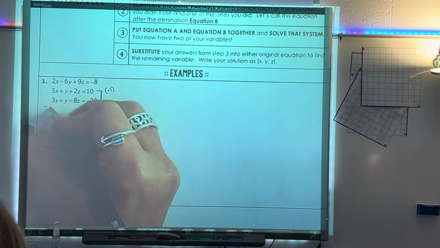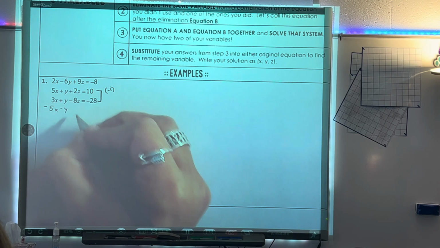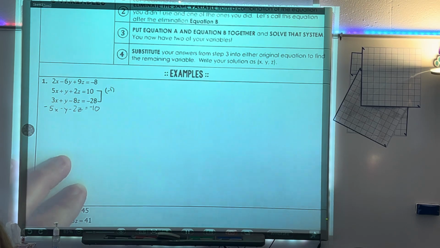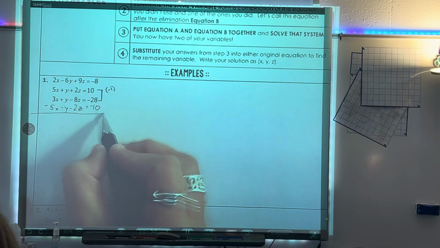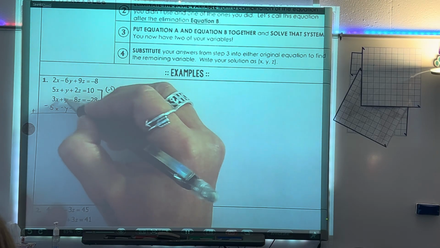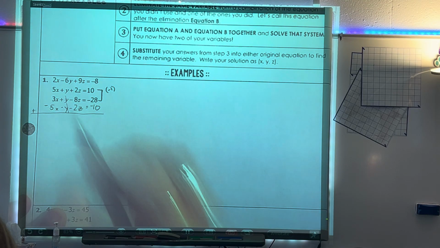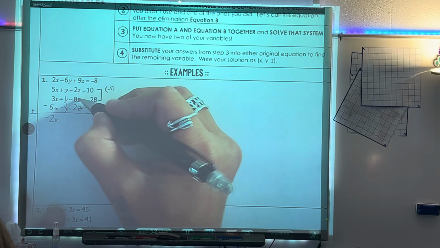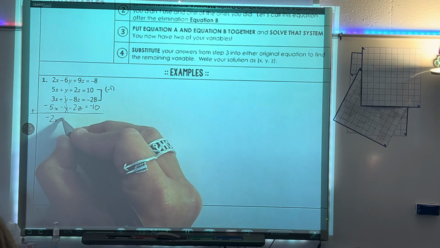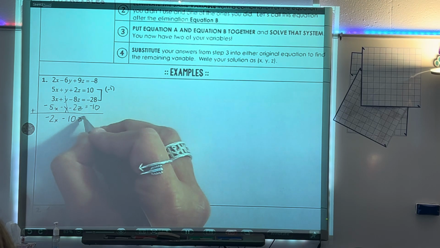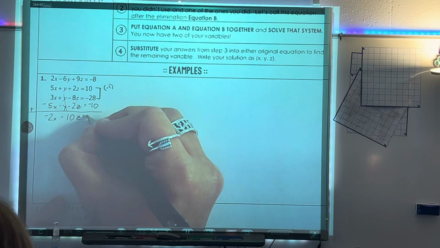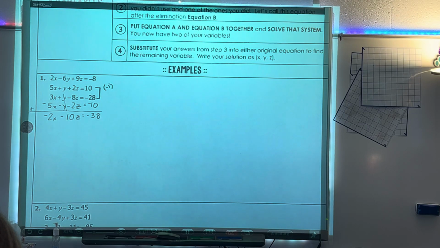So multiplying this through by negative 1 gives me negative 5x, negative y, negative 2z, and a negative 10. Everybody okay there? Alright, so then remember, I'm always adding here, so I'm going to add these together. My y's cancel, which is what I needed. I've got 3x and a negative 5x, which gives me negative 2x. I've got negative 8z and negative 2z, which means I now have negative 10z when I combine them. And my negative 28 and my negative 10 gives me a negative 38. Everybody okay there? That's what we have. Okay, so that's my first.